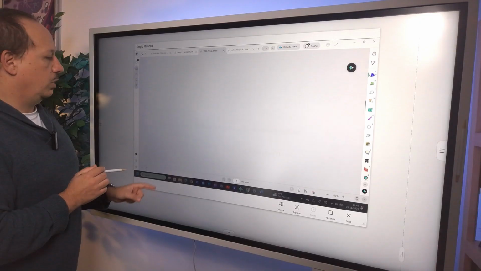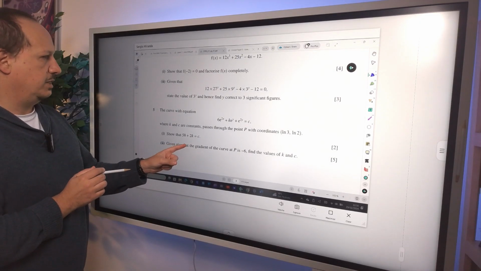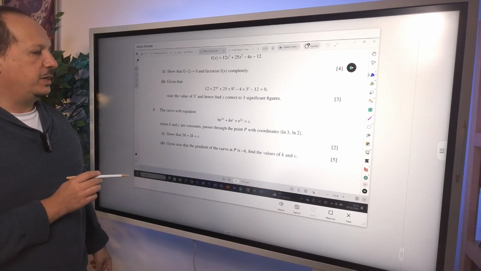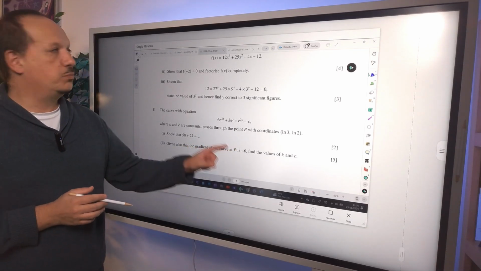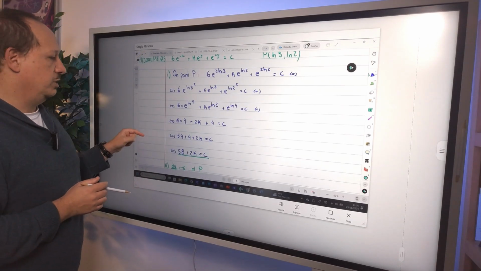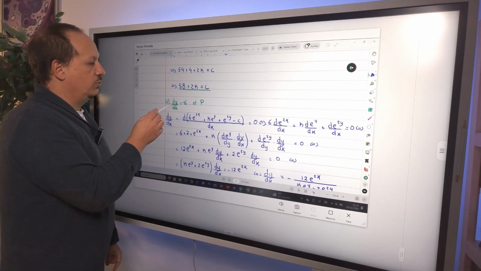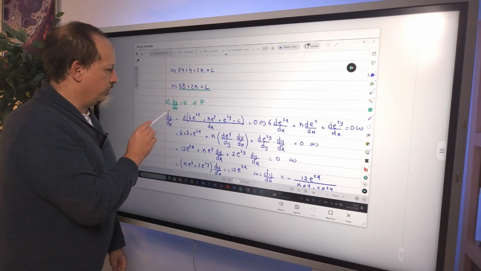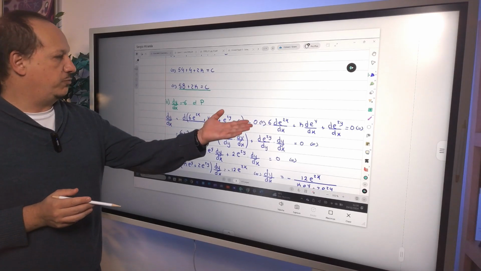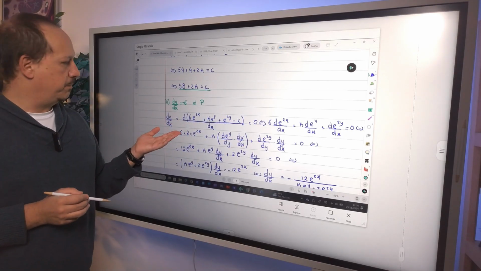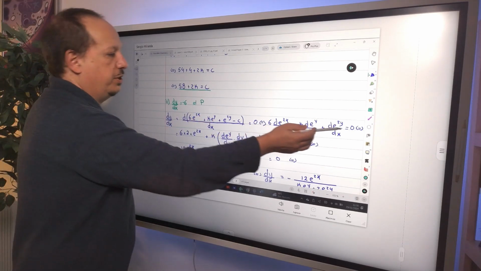Then the next one. Given also that the gradient of the curve at P is -6, find the values of k and c. So you already know the gradient at this point, but you don't yet know the expression. You still need to differentiate the original equation, which is defined implicitly. So you just differentiate the whole thing with respect to x, and then look at each term individually, and that's what I did over here.